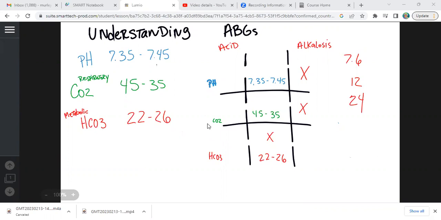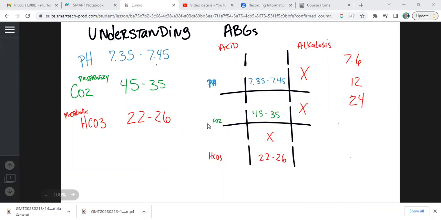Just so you know, this is the fast mechanism, which is breathing. And this is the slow mechanism, which is producing bicarb. It takes a while for the kidneys to start producing more or less bicarb. So right now, imagine you have your patient who's hyperventilating.